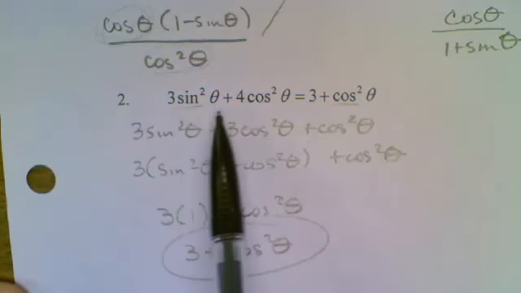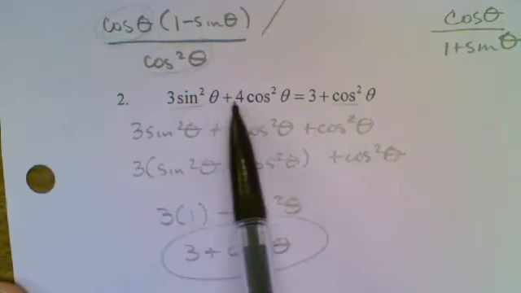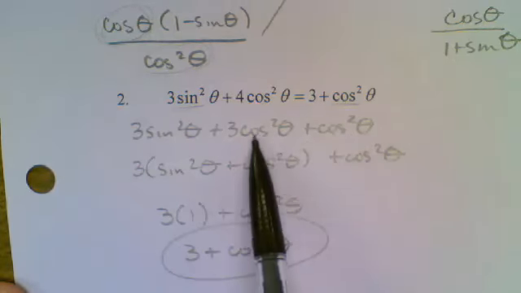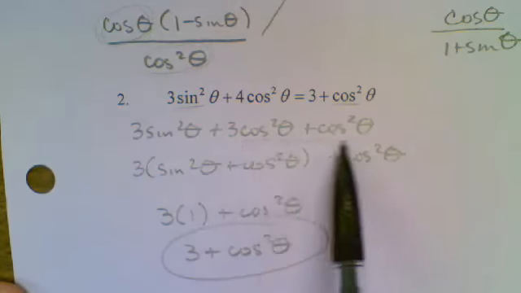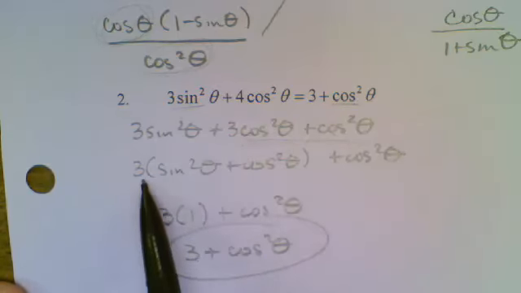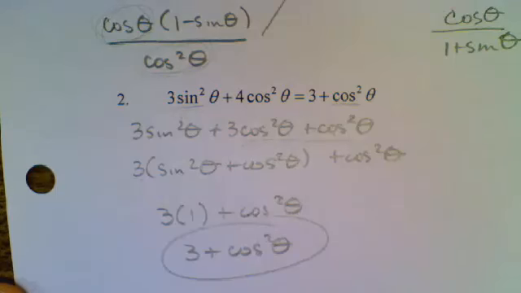So because I wasn't sure what to do and I had all of this stuff going on, I just grouped 3 of them together, left this cosine squared out here by itself. So I rewrote 4 cosine squareds as 3 of them plus 1 of them. With these two, I factored out the 3, and then sine squared plus cosine squared was 1.